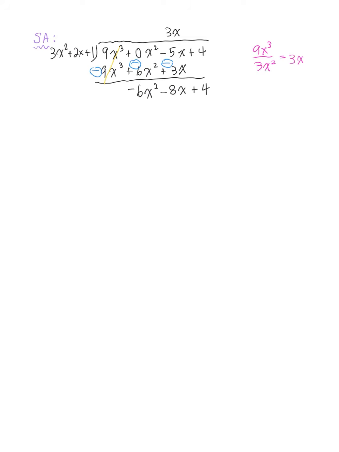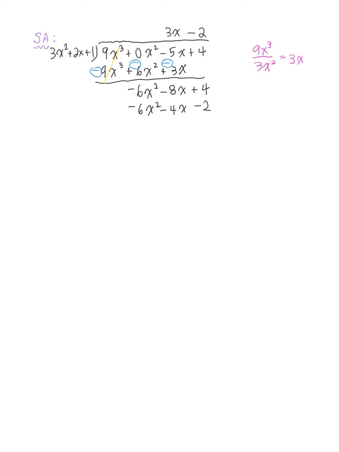Okay, so now we continue with the procedure. Now we have to go: what times 3x squared is going to give us negative 6x squared? In this case, I believe it's going to be negative 2. Because if I distribute negative 2 times 3x squared, that gives us negative 6x squared. That's exactly what we want. So here, let me write it as negative 6x squared. Next, negative 2 times 2x gives a negative 4x, and then negative 2 times 1 is negative 2.